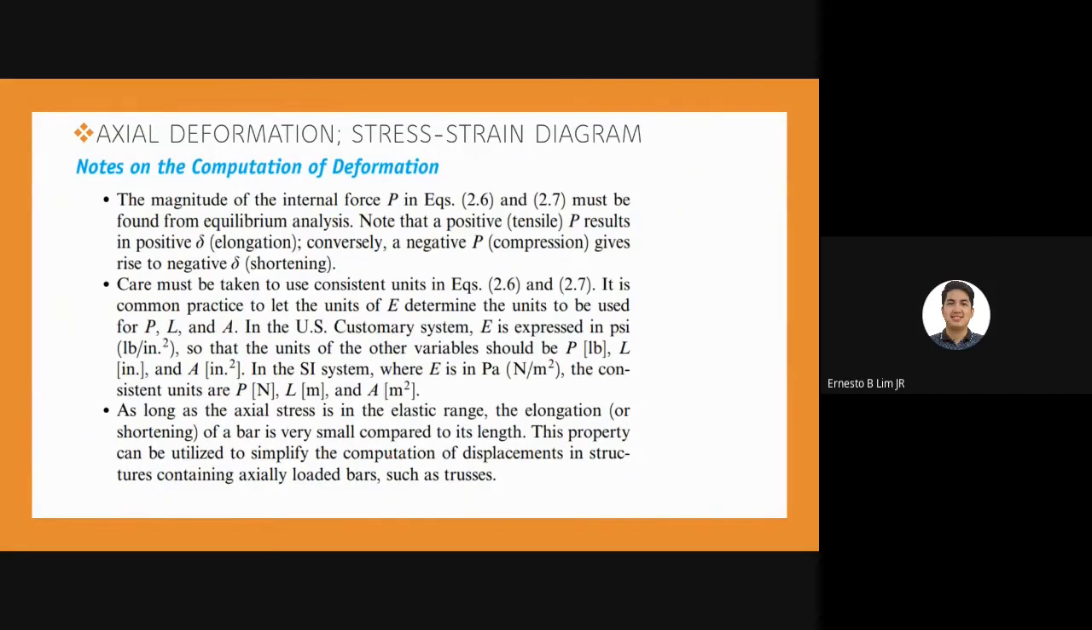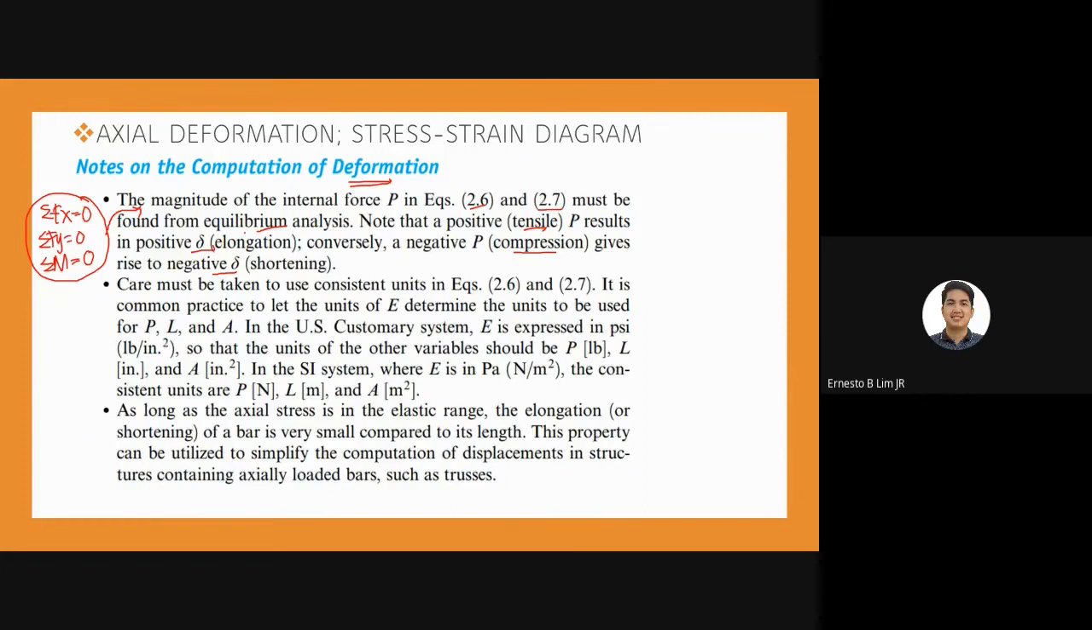So these are the notes on the computation of deformation. The magnitude of the internal force P in equations 2.6 and 2.7 must be found from the equilibrium analysis. Meaning we could determine it using summation of x equal to 0, summation of y equal to 0, or summation of moment equal to 0. So equilibrium equations are useful in determining the magnitude of P. Then note that positive P denotes tension, and positive elongation means the material is being stretched. Conversely, negative P denotes compression, which gives rise to negative elongation, which is shortening.